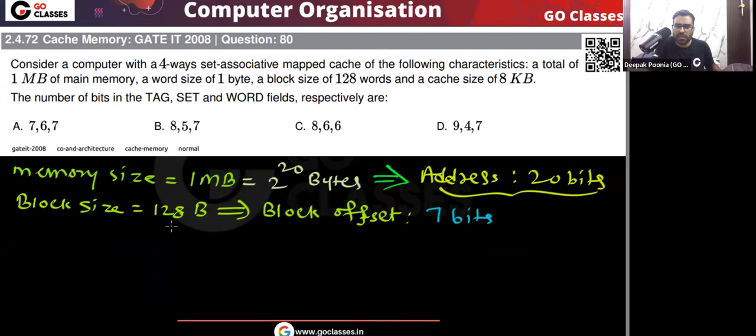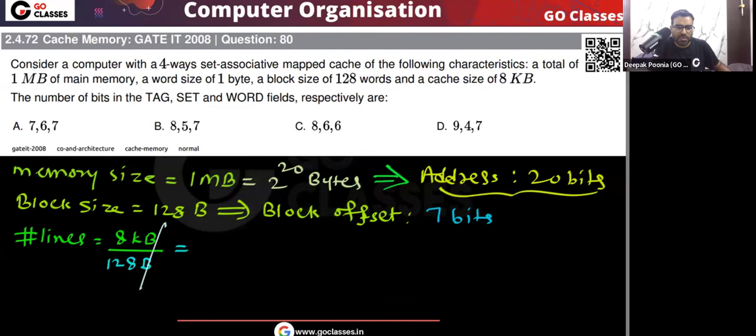We also need to find the number of sets, because remember, in the set associative cache memory, the index field means set index. So we need to find how many sets there are. So let's find the number of lines first. In the cache memory, how many lines are there? You can see the cache memory size is 8 KB. This is the size of cache memory divided by the line size. Line size is equal to block size. So the block size is basically 128 bytes. So this will give me the number of lines.